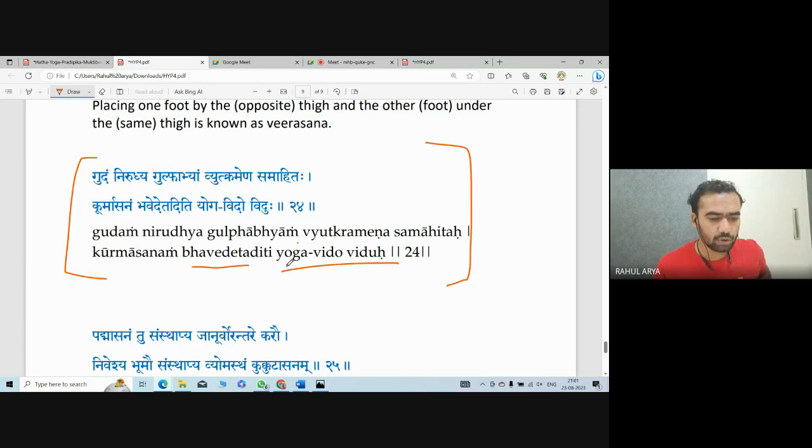Koormasanam bhavet tat yoga vidho vidhuh. Yoga vidho vidhuh means those great yogis, great sages. Koormasana is given by the yoga vidhuh, who are great practitioners of yoga. They are telling us it is Koormasana. Okay.